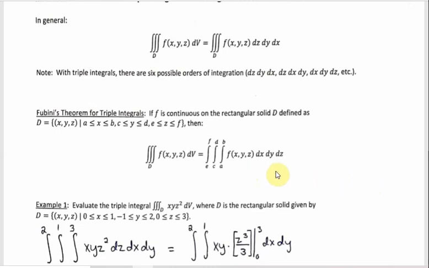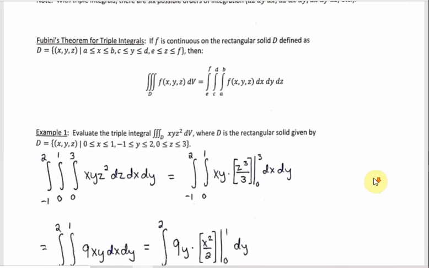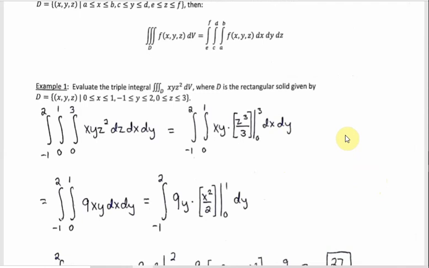You work inside out, just like you would with double integrals, and there's just more of it because you have the third integral now. So just going down here to where this example is, to see how this works. If we want the triple integral of xyz squared, and we're integrating over D, where that's the rectangular solid defined this way, where x is between 0 and 1, y is between -1 and 2, and then z is between 0 and 3.